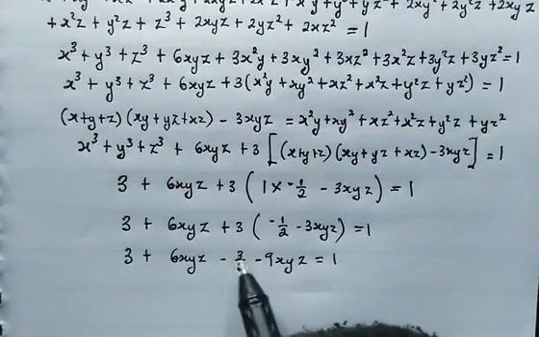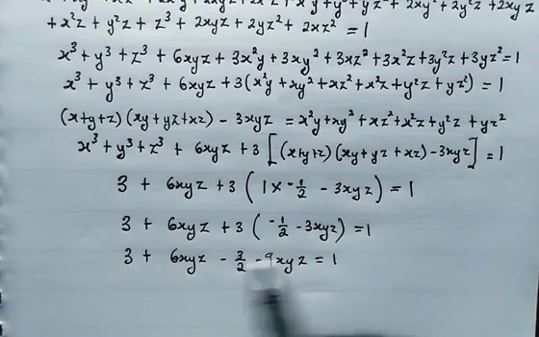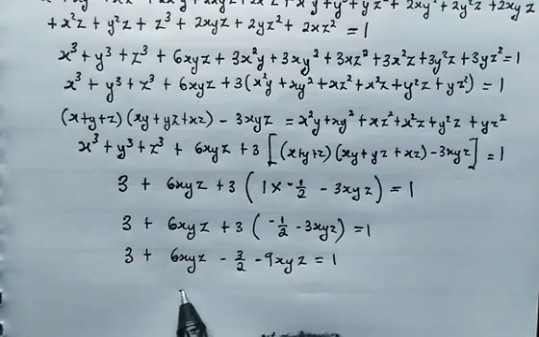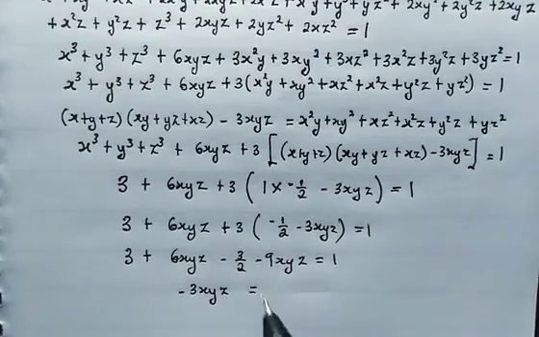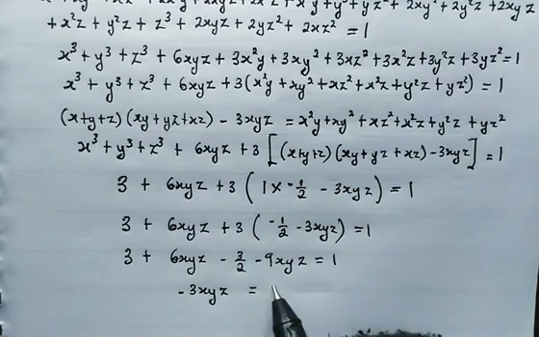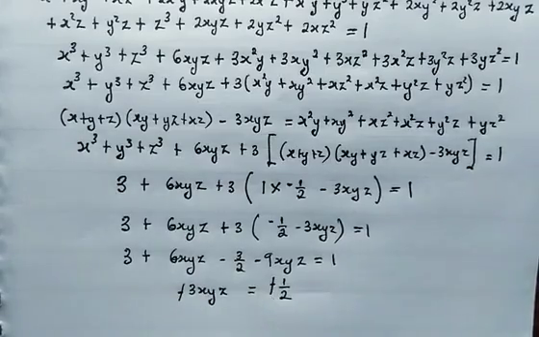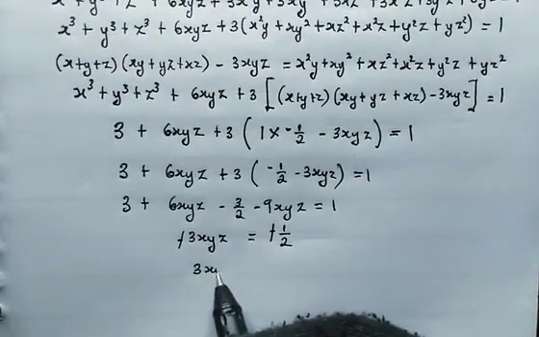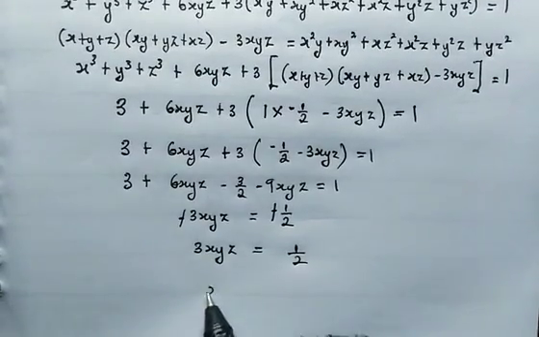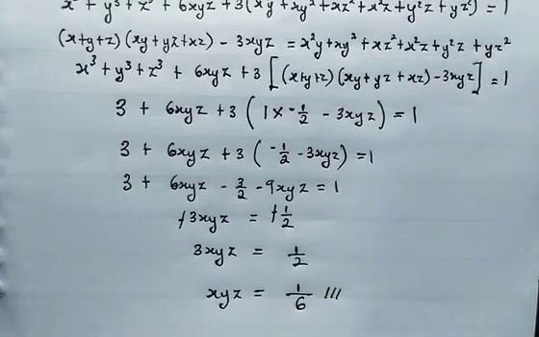Okay, from here 3 minus 3/2 will give us 3/2. Then that 3/2 crossing over will become minus, so we're going to subtract it. Now 6xyz minus 9xyz will give us negative 3xyz. This equals, remember, 1 minus 3/2, which will give us negative 1/2. First, cancel this negative sign from both sides. From here, we get 3xyz equals 1/2. Divide both sides by 3, and here we come up with a solution. x times y times z equals 1/6. Beautiful.